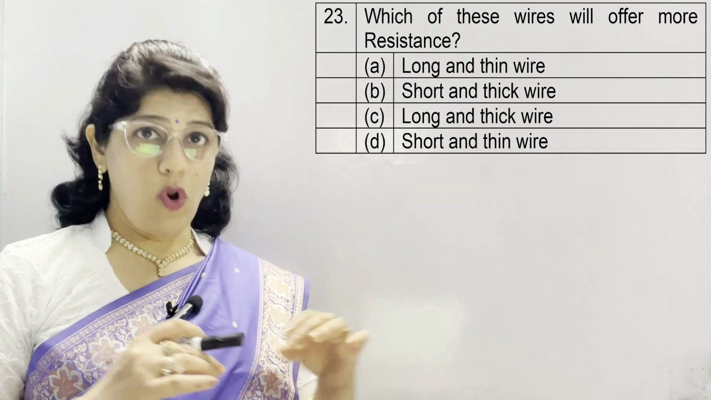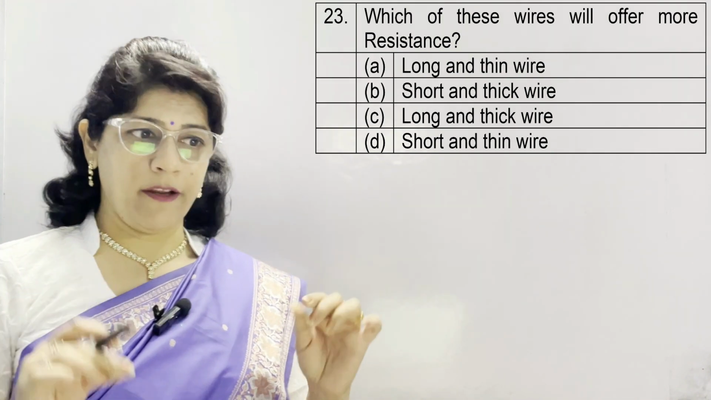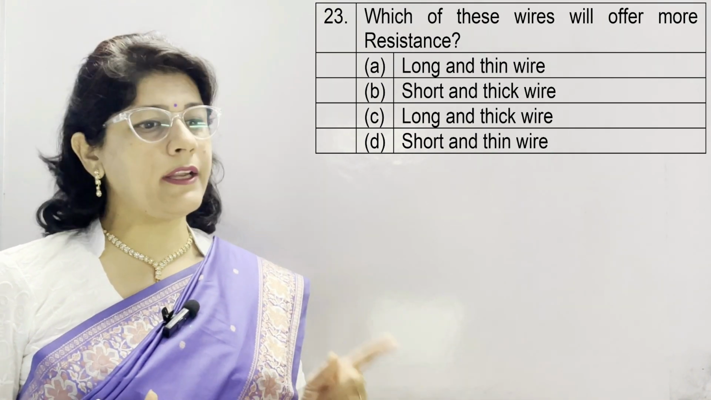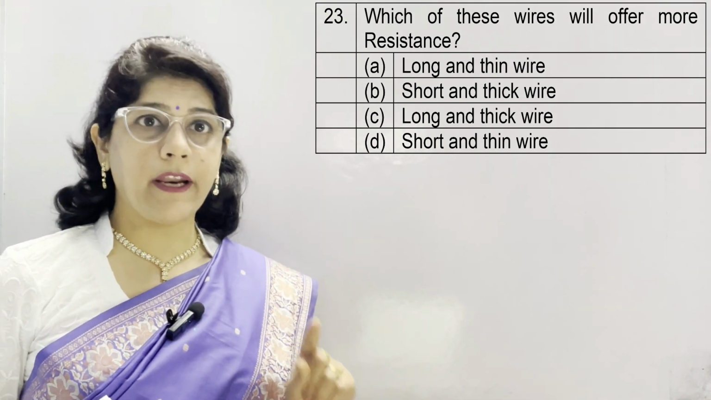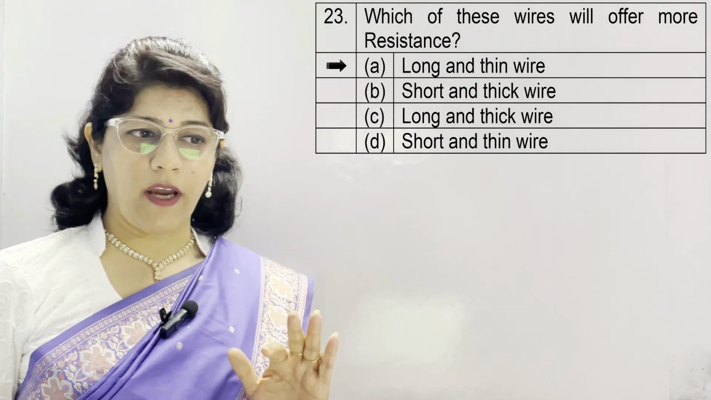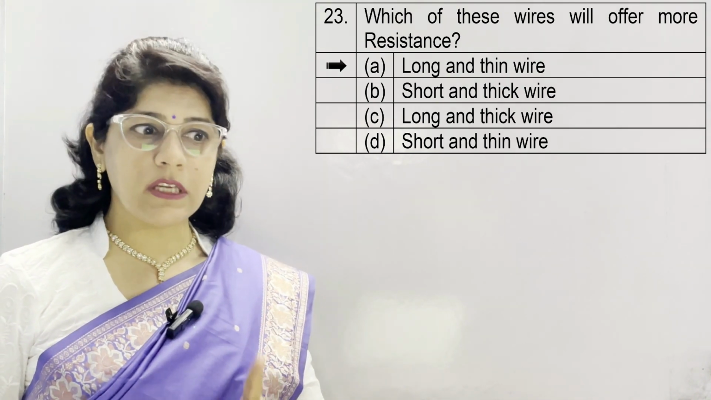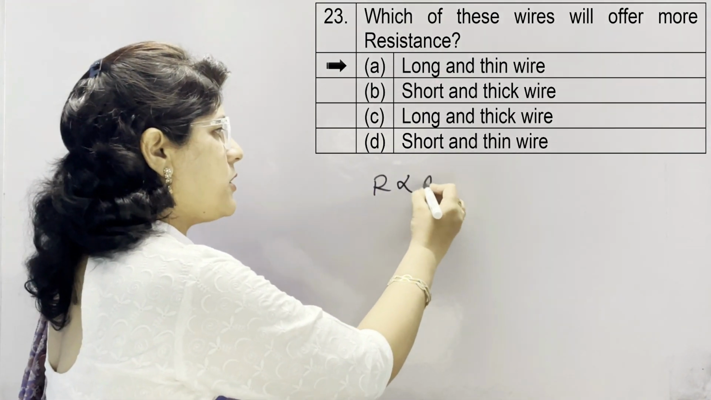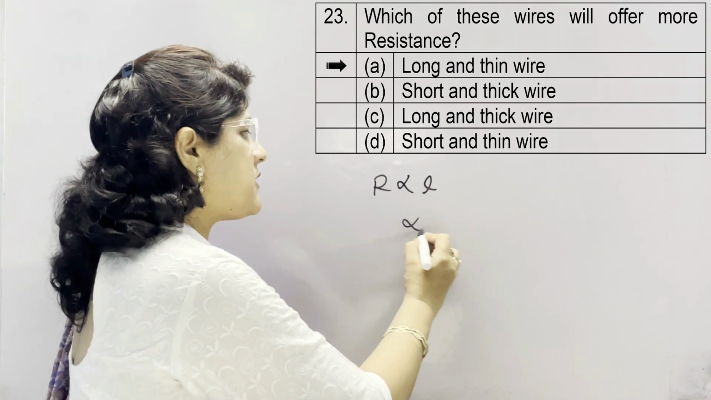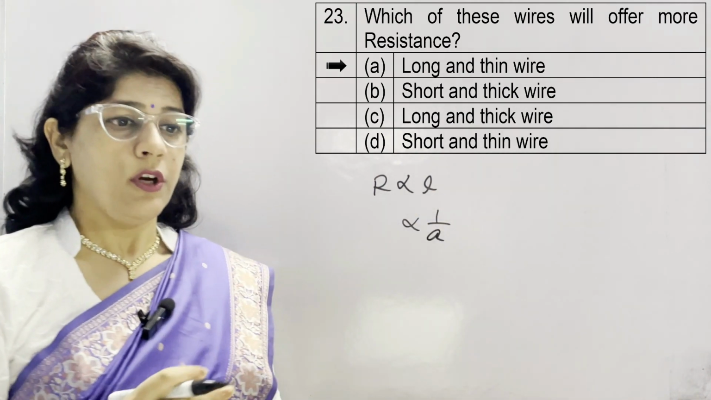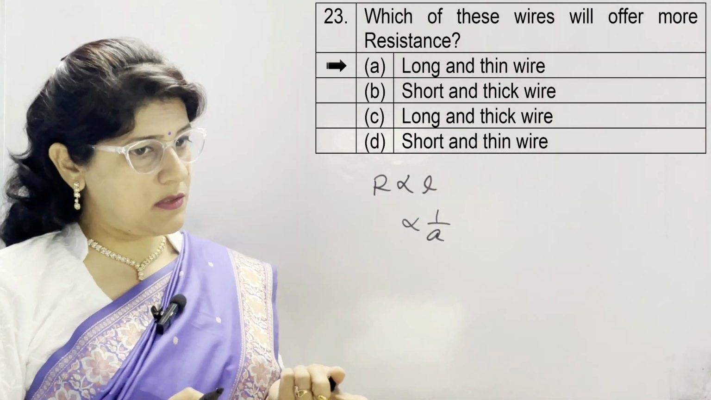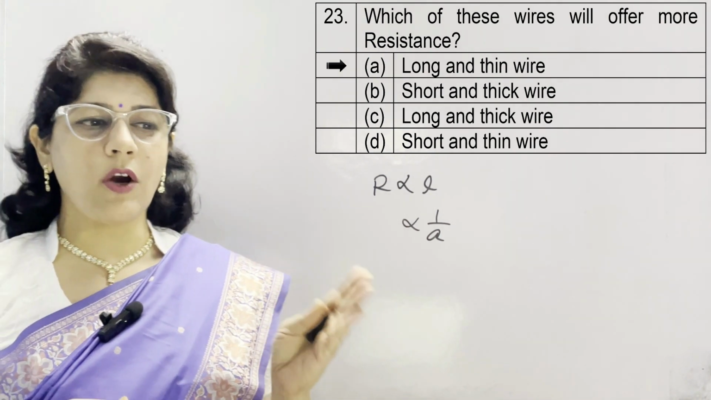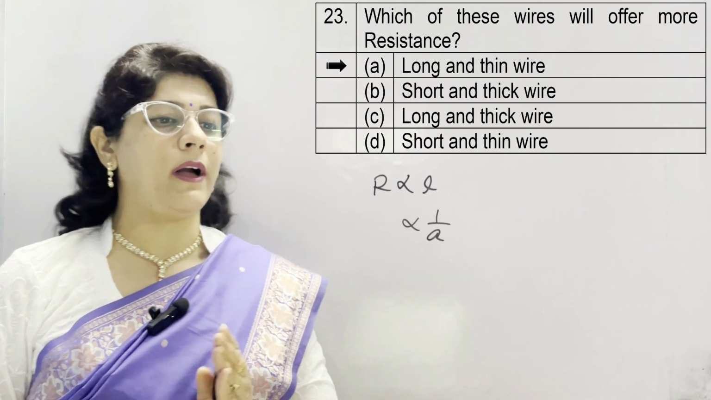In question number 23, which of these wires will offer more resistance? A option is long and thin, patli wire. B is short and thick wire. C is long and thick wire, and D is short and thin wire. And the correct option is long and thin wire, because we know that resistance increases with the length of the conductor. R is directly proportional to length of the conductor and inversely proportional to area of cross section. जितना थिन वायर होगा उतना रेजिस्टेंस ज्यादा होगा, जितनी लॉन्ग वायर होगी उतना रेजिस्टेंस ज्यादा होगा. सो कॉम्बिनेशन इज ऑप्शन नंबर ए, लॉन्ग एंड थिन वायर इज करेक्ट.